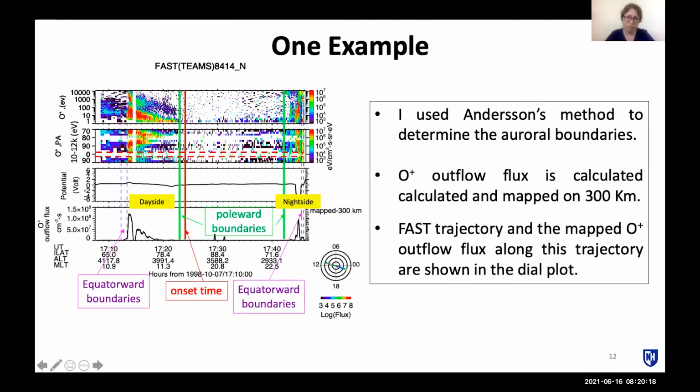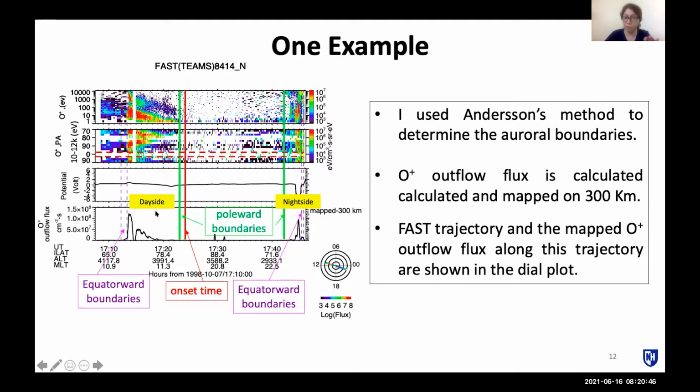This is one of the FAST orbits which I used in my study. First, I used the Andersson method to find the auroral boundaries. Here I showed the equatorward auroral boundary in purple and the poleward boundary in green. So this region is the auroral region. Here is the day side auroral region, and here I found the night side auroral region for this orbit. Also, I showed the onset time with the vertical red line.